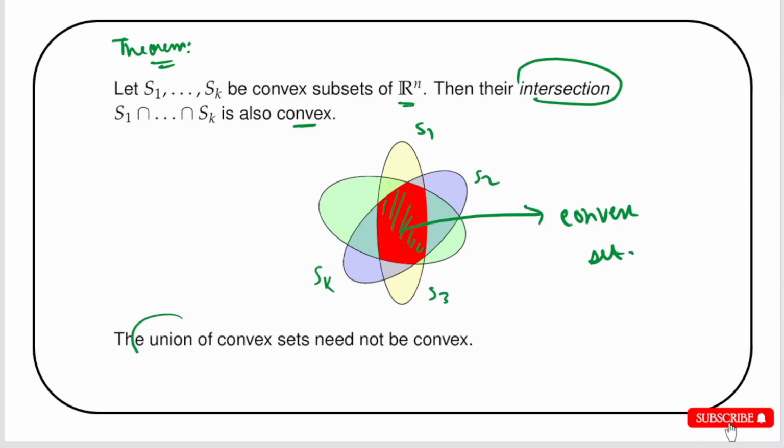But if you take union, this will need not be a convex set. So in some cases it might be convex, but it is not necessarily true. For this portion, you can just give an example to prove this. You don't need to prove the entire thing, just give a contradictory example to show this. But this has a nice proof which I will be showing you in some other lectures.